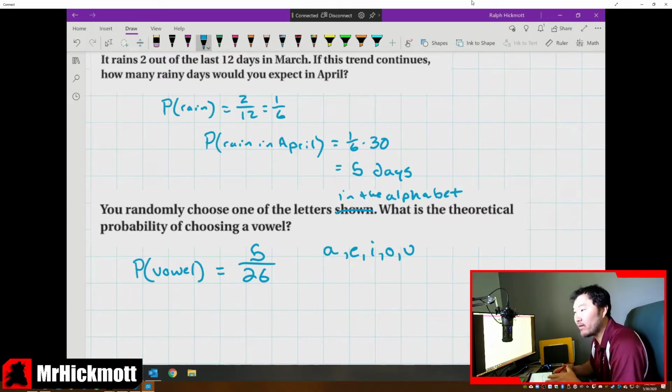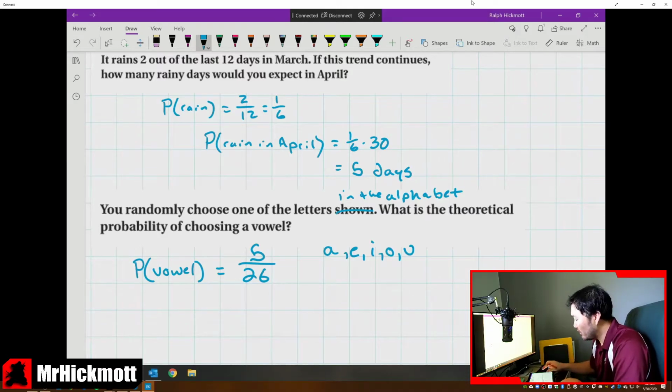So theoretically, this is what happens. If I conducted an experiment and I put all the letters inside a bag and I kept pulling them out, that experimental probability could change. But in an infinite type of system where we did this infinitely many times, it would be 5 out of 26.